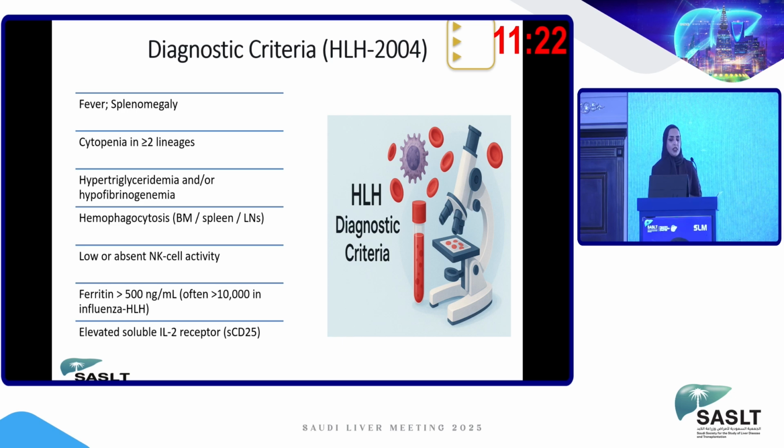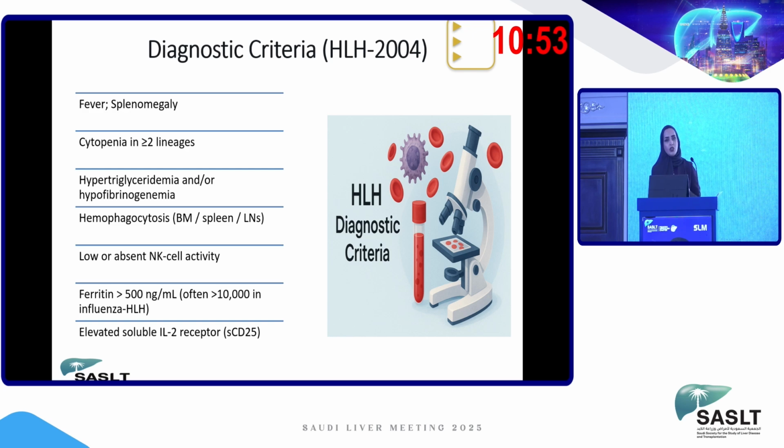For the diagnostic criteria for HLH, we follow the 2004 diagnostic criteria, which, as we see here, include fever, splenomegaly, cytopenias affecting at least 2 of the cell lines, hypertriglyceridemia or hypofibrinogenemia, and hemophagocytosis documented in bone marrow, spleen, or lymph nodes, but it's not necessarily there. Low or absent NK cell activity, and ferritin.